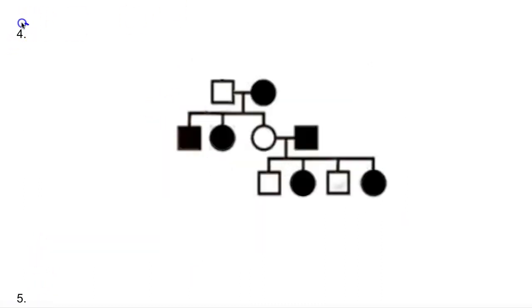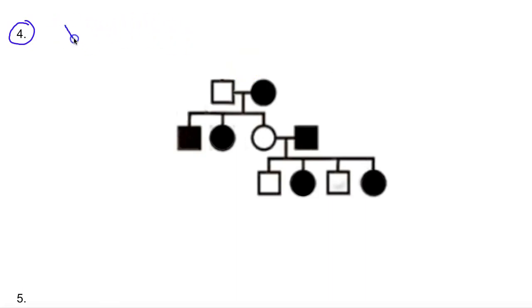Okay, so number 4, we're looking at another inheritance pattern, another pedigree diagram. This one's a little bit different. We're not skipping a generation, and if you notice, there's a lot of males and females both having this. So what's going on here? Well, let's take a look. This is an example of an X-linked dominant.